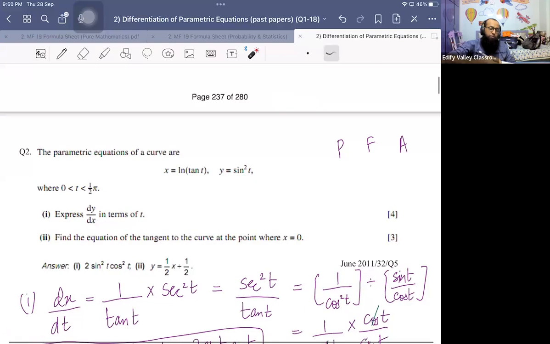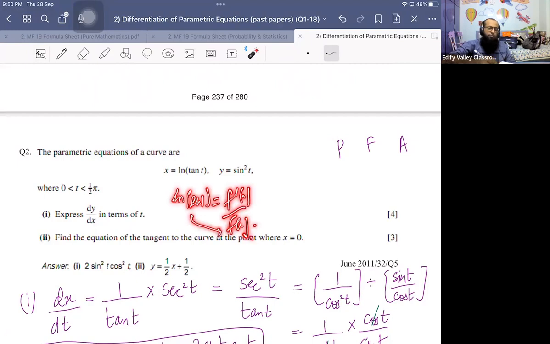Also, we know that if we are differentiating ln f(x), then the answer is f prime x upon f(x). When ln of a function is differentiated, the function comes in the denominator and the differentiation of the function comes in the numerator. So it's f prime x over f(x). This means that the function was tan t, it will come in the denominator, and the differentiation of tan t will come in the numerator, and that is sec square t. We have written sec square t over tan t.